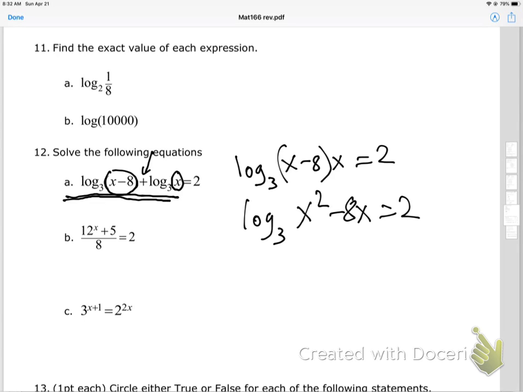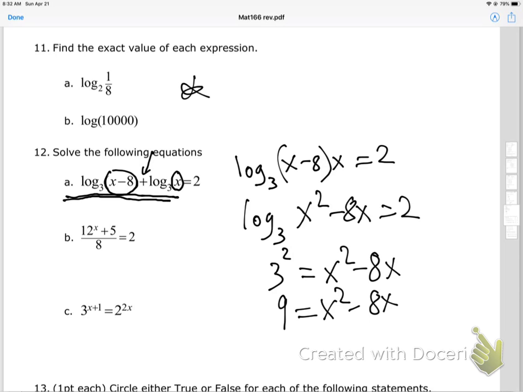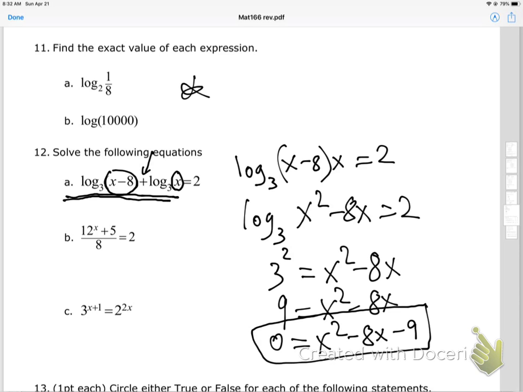Like previously, like up here, I'm going to change from log to exponential. 3 with an exponent of 2 equals x squared minus 8x. That's 9. So I'll take away 9 from both sides. And that's what I get. Okay, so let's erase some stuff up here.